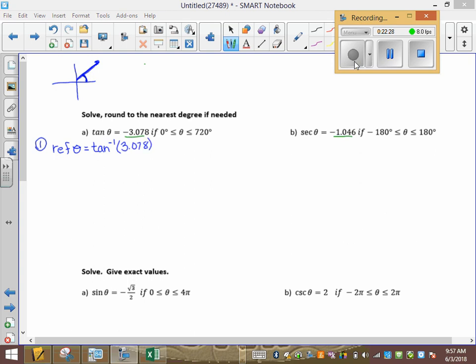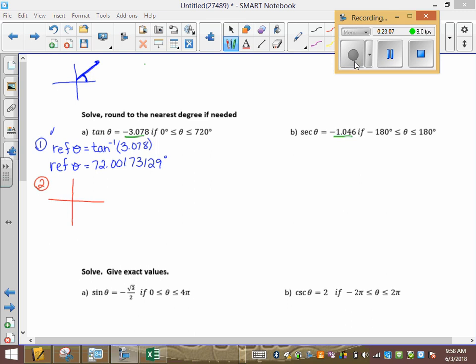Make sure your calculator is in degree mode. Remember, your calculator needs to be in a specific mode when you go to press sine, cos, or tan. The moment we press tan, we think, what mode do I need to be in? Oh, degrees. So I put in second tan of 3.078, and I get a reference theta of 72.00173129 degrees. Step 1, reference angle done. Yay, check mark.